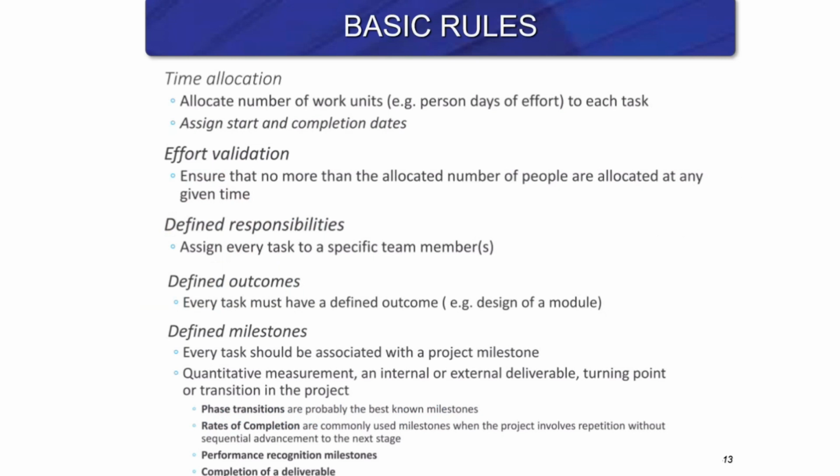So to summarize, the basics of project rules are time allocation, which means to allocate a number of work units to different tasks in terms of person, timing, and some starting and ending times. And the next one is effort validation: ensure no more than the allocated number of people are allocated at any given time. Those two things are highly detailed actually.